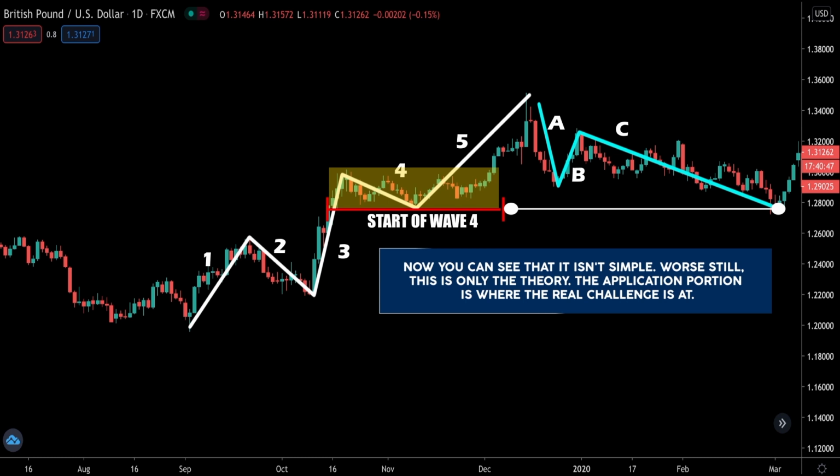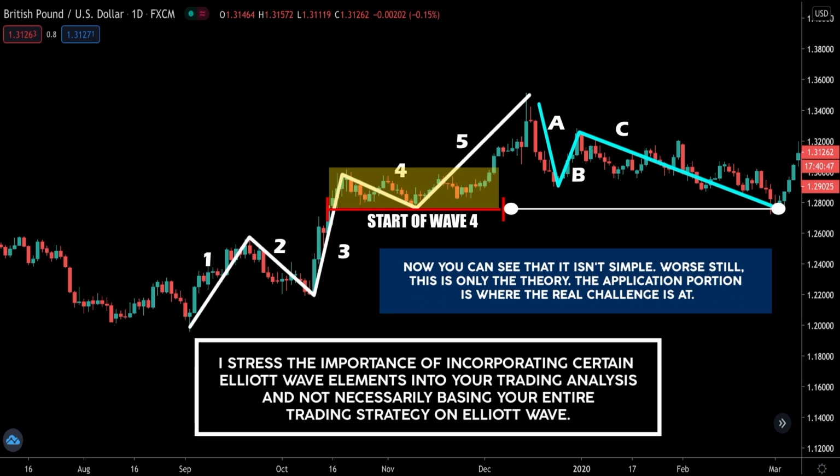Now you can see that it isn't simple. Worse still, this is only the theory. The application portion is where the real challenge is at. Now that is why I stress the importance of incorporating certain Elliott wave elements into your trading analysis and not necessarily basing your entire trading strategy on Elliott wave.